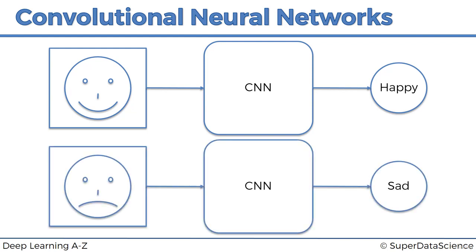And you can give it a face of a person that's frowning. It'll tell you that the person is sad. It can recognize these emotions. And as you can see, that's already very powerful in terms of so many different applications just off this one example you can think of right away.